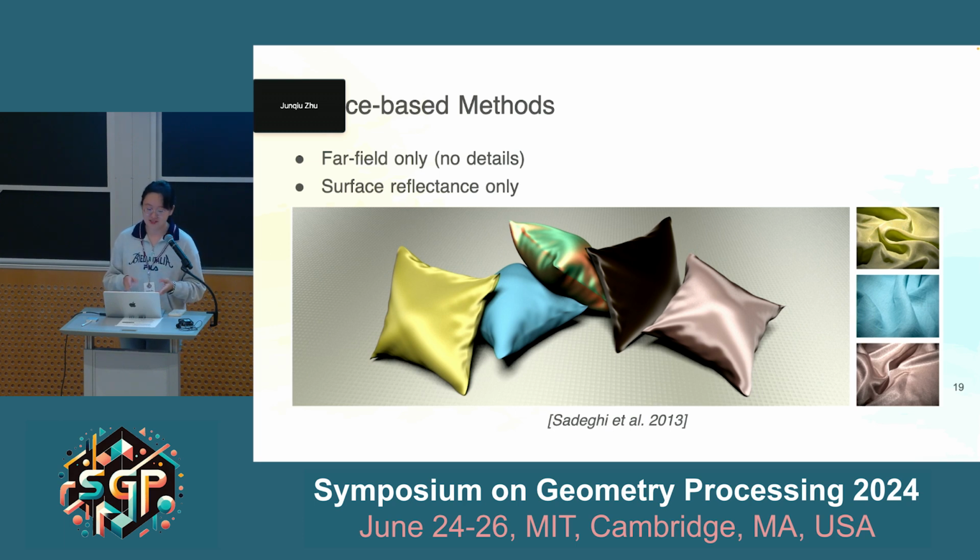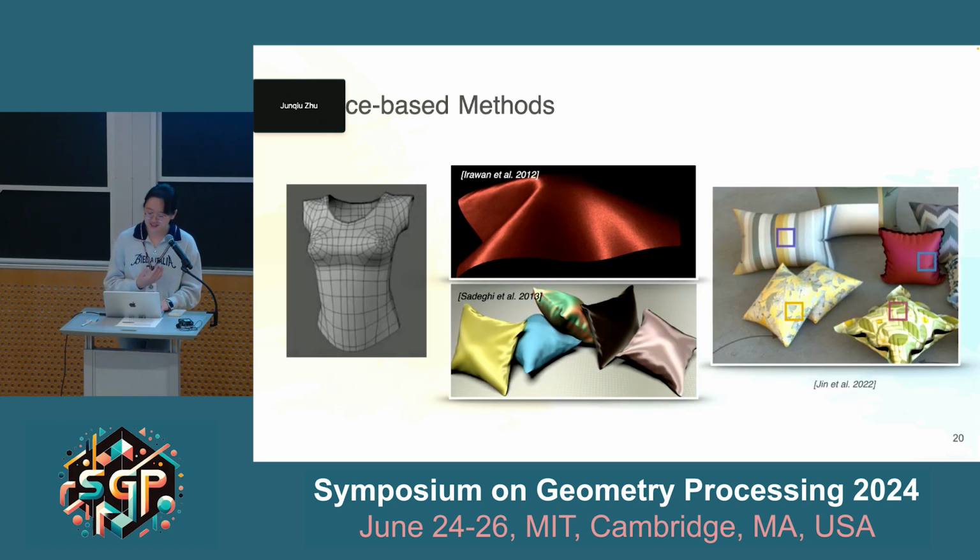So if we zoom in, we cannot see any details or the wave patterns. And also they look too thick, because this method also can only represent the surface reflectance without considering the transparency of the cloth.